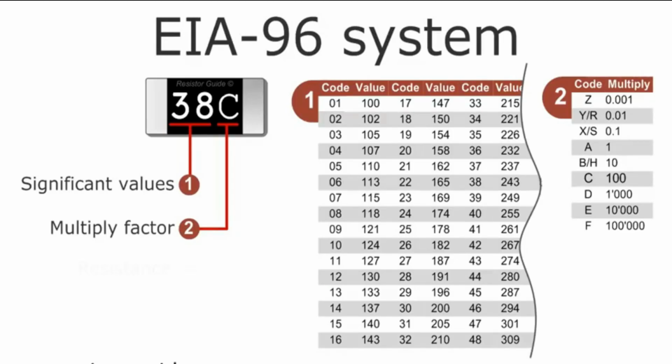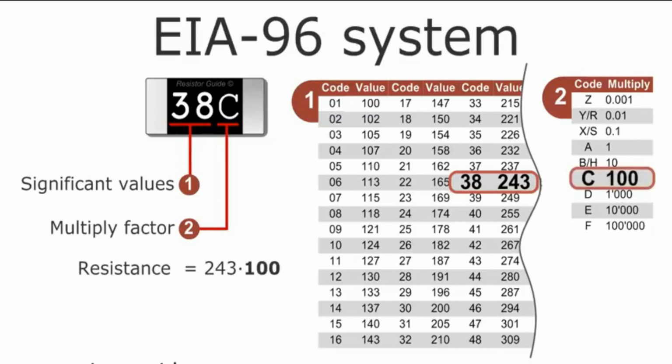Let's solve this particular example. By looking up 38 in table 1, we find a value of 243. In table 2, we find that the letter C means a multiply factor of 100. This resistor has therefore a value of 24.3 kilo ohms.